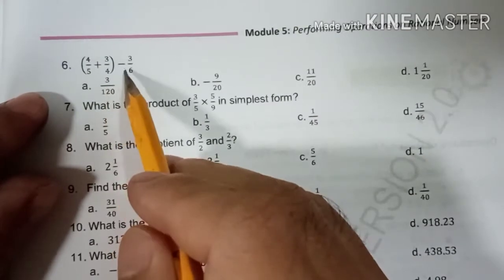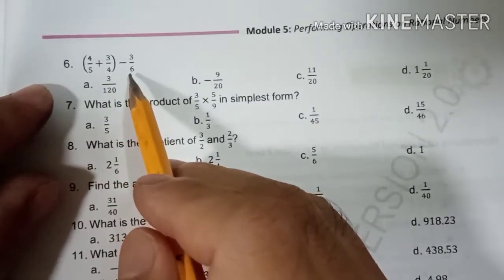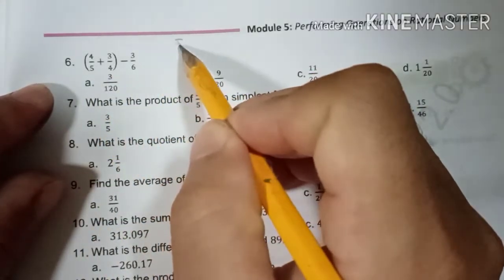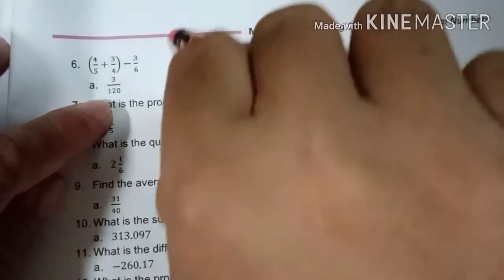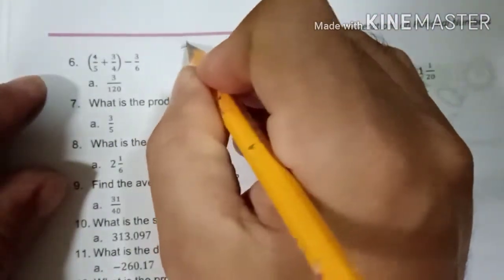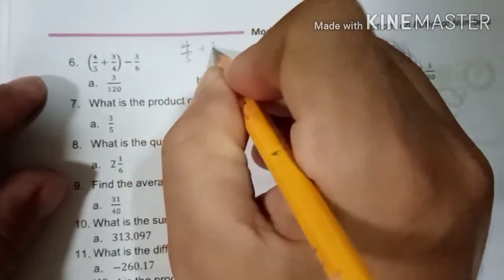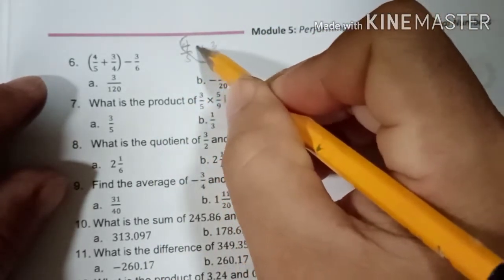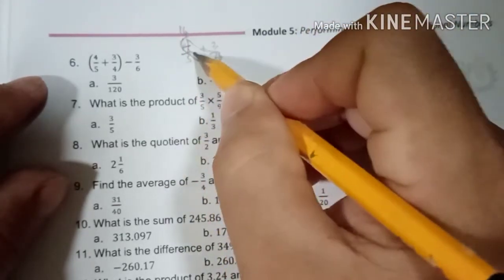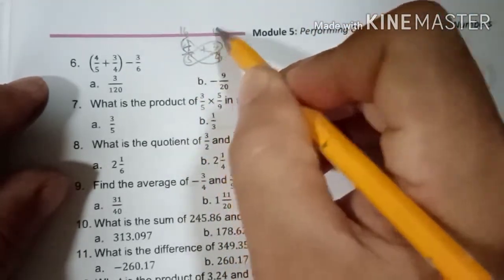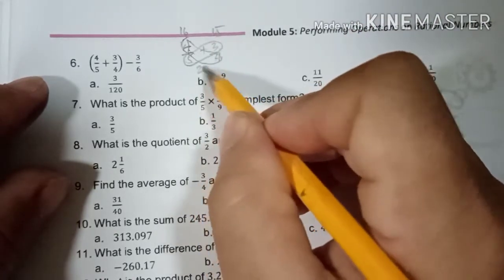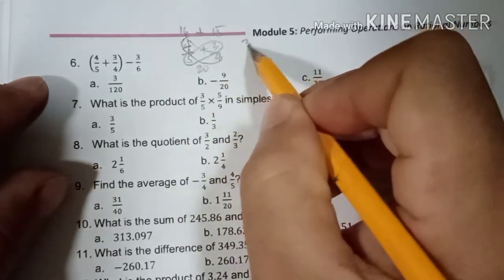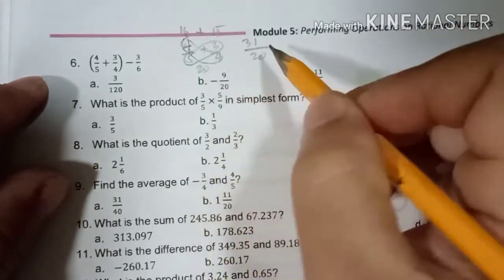4/5 plus 3/4 minus 3/6. The least common denominator of 5 and 4 is 20. We could use the butterfly approach for this: 4/5 plus 3/4. You multiply 4 times 4, that's 16, and 5 times 3, that's 15. Then 5 times 4, that's 20. Put plus here: 16 plus 15, that's 31 over 20.